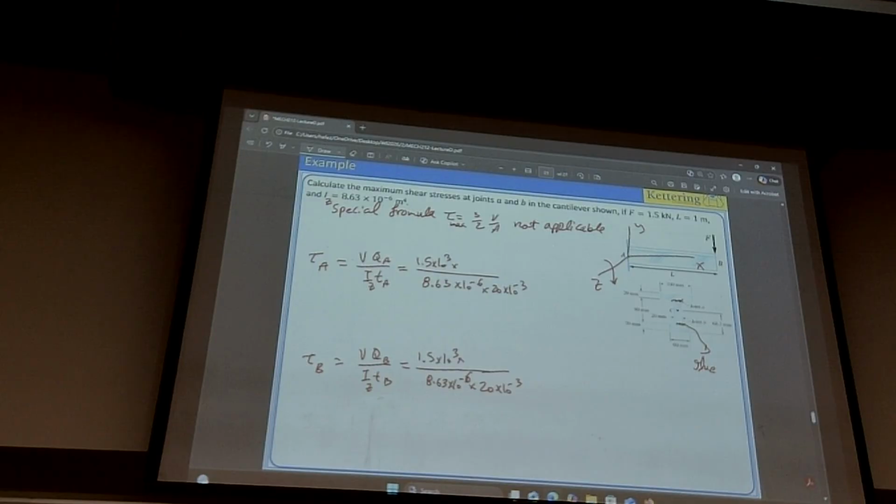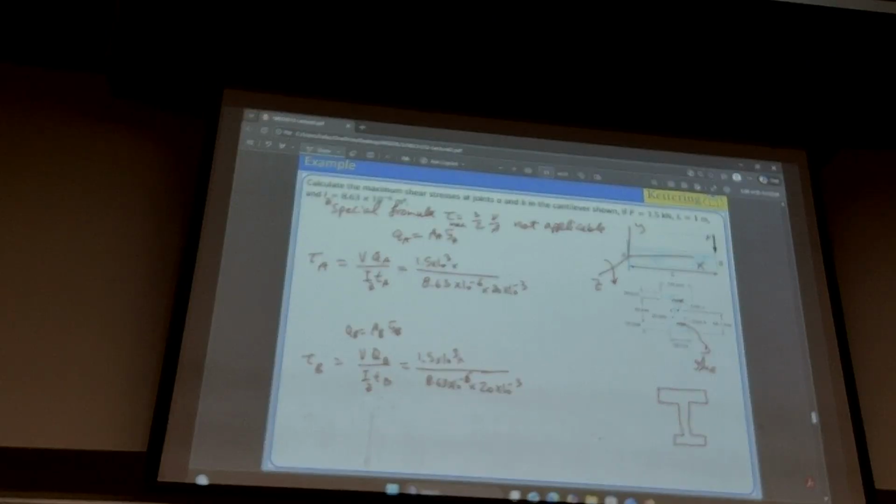Now for Q. QA, we know that it is area A times Y bar A, and QB, we know that is area B times Y bar B. So let me zoom in on the cross section here with my, as usual, great handwriting. So this is the zoomed in view. The centroid is here, C. Dimensions are given better on the figure itself.